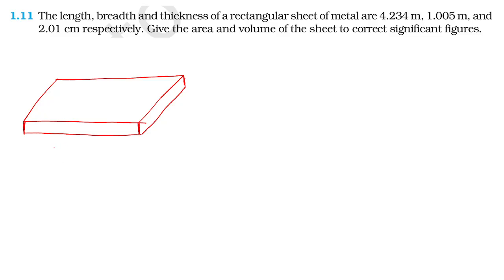The length is 4.234. Breadth is 1.005. There is a lot of multiplication, I mean, there are 4 digits, but I have to discuss this. Height, the thickness, is 2.01 centimeter. The unit is not consistent, because length is in meter, breadth is in meter, but the height is given in centimeter. I want the same unit. Clear? So what can we do?